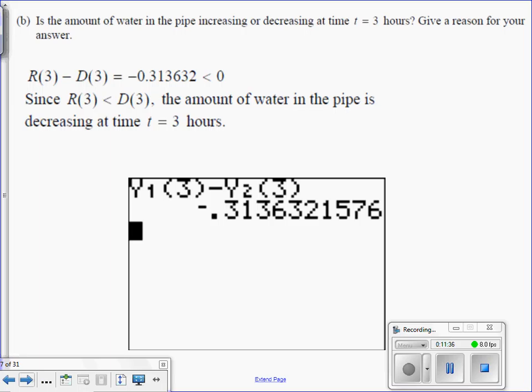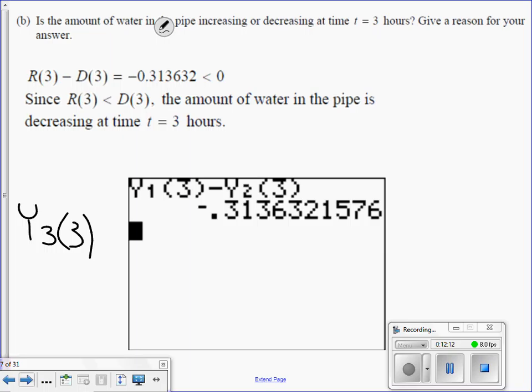For this one, is the amount of water in the pipe increasing or decreasing at time 3? You want to know if rate in minus rate out is positive or negative. I was not thinking clearly when I wrote this. I could have even saved more time. Instead of figuring out rate in at 3 minus rate out at 3, what could I have done on the calculator to save some time? If I have rate in minus rate out at 3, why not just do that? Saving myself a little time on the calculator. I could have just done that instead.